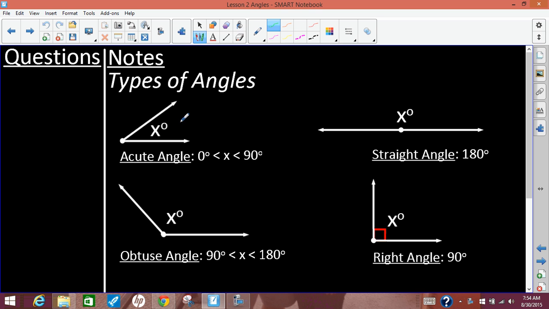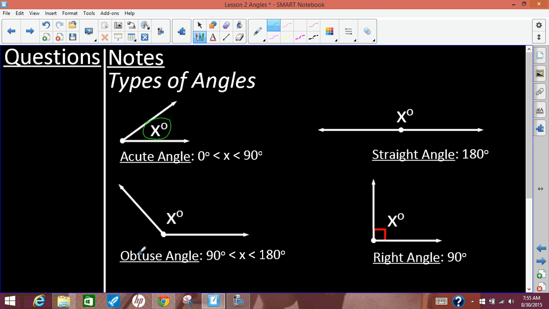The first one's an acute angle, and for all these angles we're going to use this x degrees. It's kind of a placeholder, x in algebra and in geometry too. It's a placeholder, so we can plug values in for x. If we plug values in for x here that are greater than 0 degrees and less than 90 degrees, then that angle will be an acute angle.